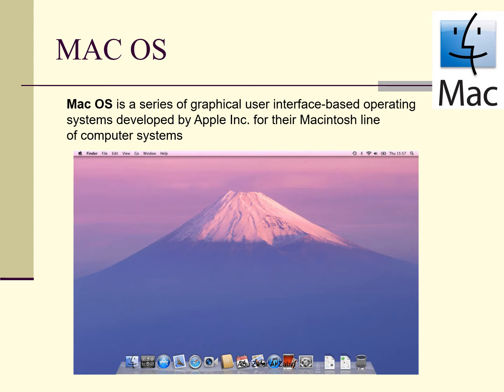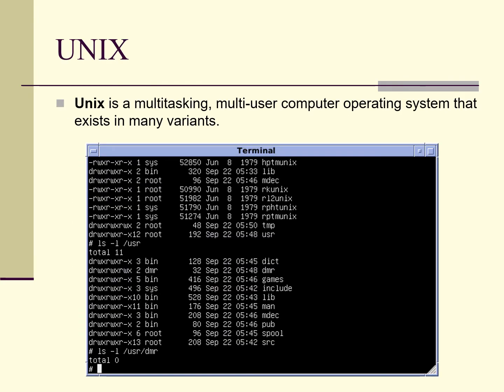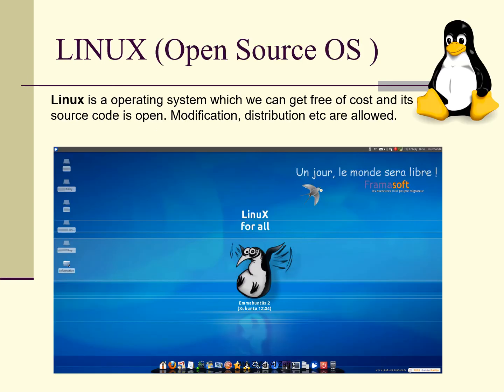Mac OS is another operating system software. It is a graphical user interface based operating system which is developed by Apple Incorporated for their Macintosh line of computer systems. Unix is a multitasking, multi-user computer operating system that exists in many variants. Linux is an open source operating system.